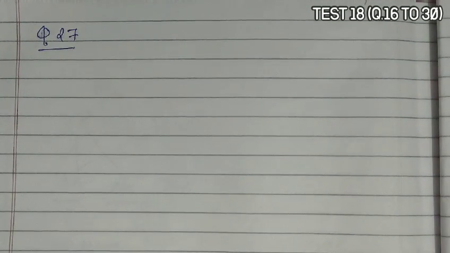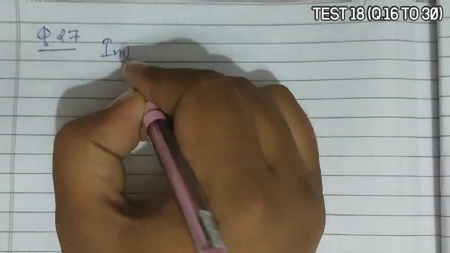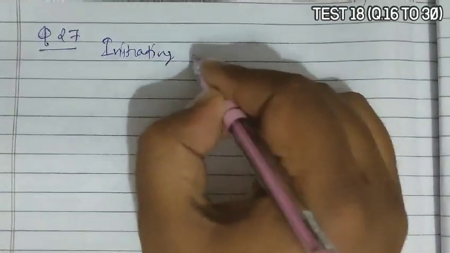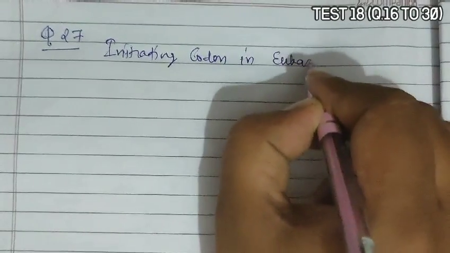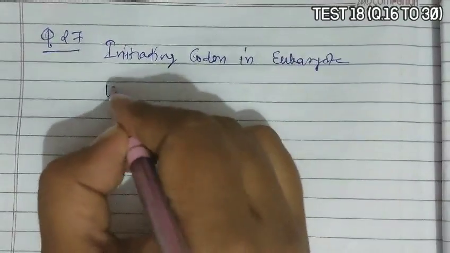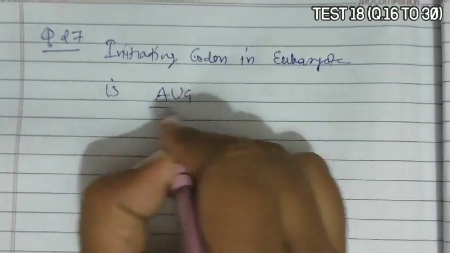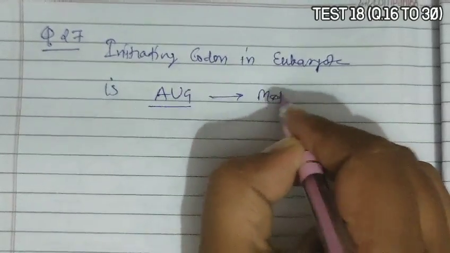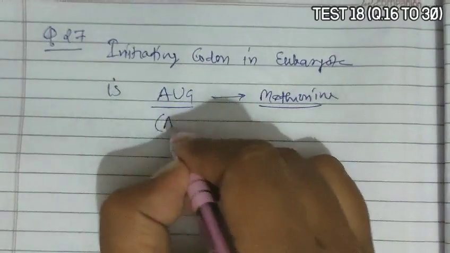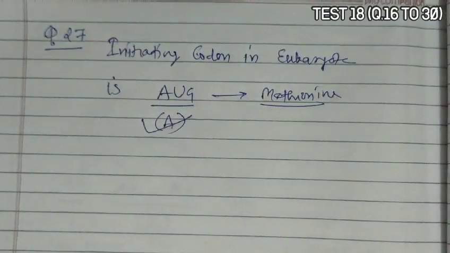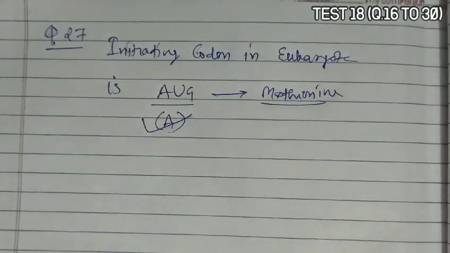Question 27 asks: the initiating codon in eukaryotes is. The initiating codon in eukaryotes is AUG, and this AUG codes for methionine. So option A becomes the correct answer. So it is a fact-based question.